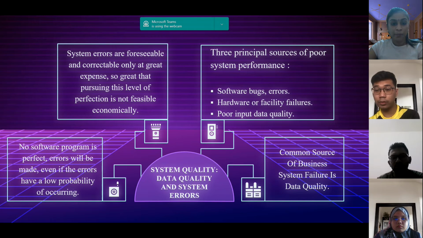Three principal sources of poor system performance are: first, software bugs and errors; second, hardware or facility failure caused by natural or other causes; and number three, poor input and data quality. Lastly, the most common source of business system failure is data quality. Few companies routinely measure the quality of their data, but individual organizations report data error rates ranging from 0.5 to 30%. Thank you. Next slide, I will pass to Shazana.